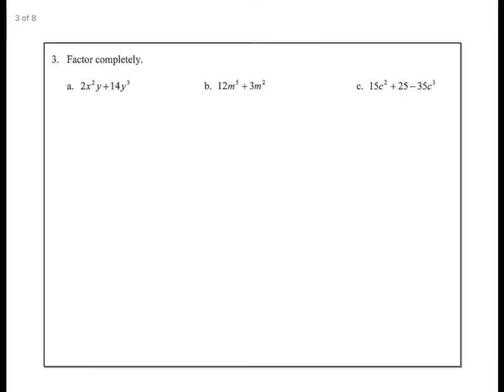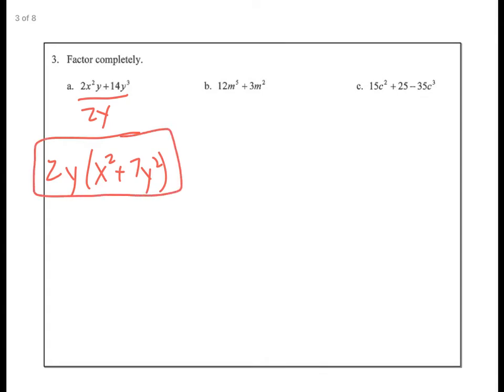So if I look at this first example here, 2x squared y plus 14y cubed, biggest number I can take out is a 2. And then I can also take out 1y. So then I would divide this all by that 2y. So that would leave me with x squared plus 7y squared. And that would be the factored form, final answer, because x squared plus 7y squared is not dots.